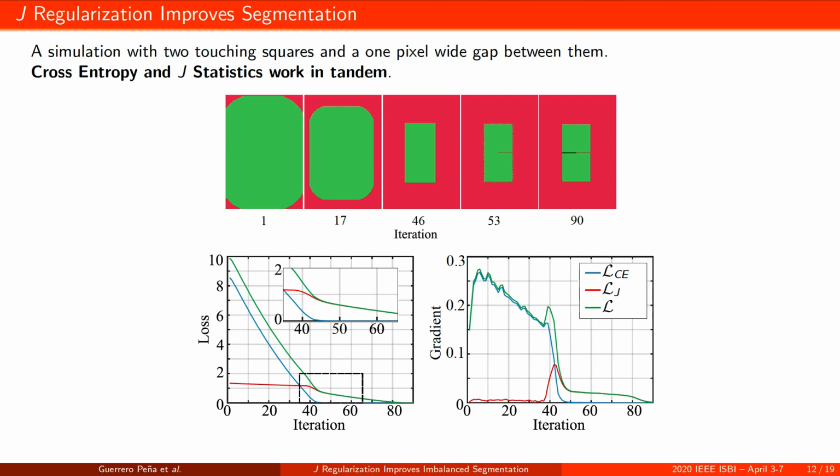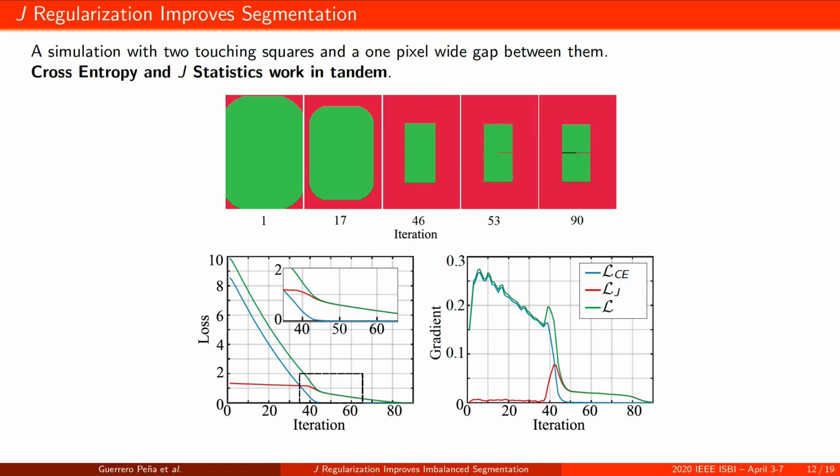We run a simulation to show how combining J statistics and cross entropy work in tandem. The target segmentation are two touching squares with a 1 pixel wide gap between them, halfway their size. We start with a large proposal for the segmentation and shrink wrap it until it reaches the target segmentation. The plots of the loss on the left and its gradient on the right show how the two parts of the new JC loss behave.